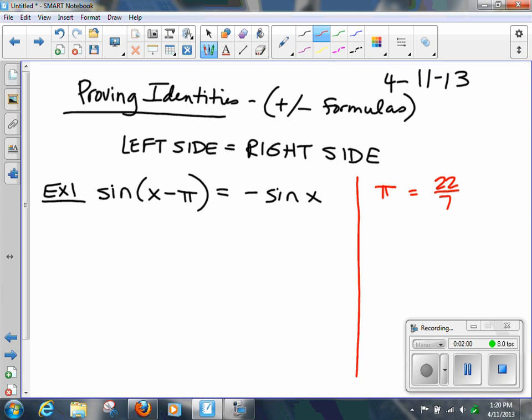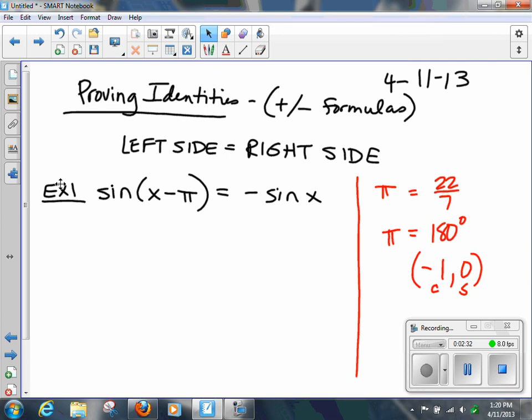It's 180 degrees. The angle pi is 180 degrees. Now, what's its terminal point, folks? Negative 1, 0, because remember, pi's over here on the left. So it's negative 1, 0. That means the cosine value is negative 1. The sine value is 0. Okay, now we got that taken care of.